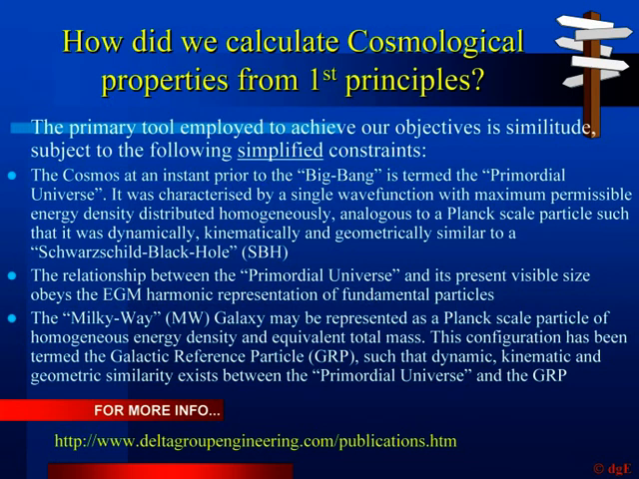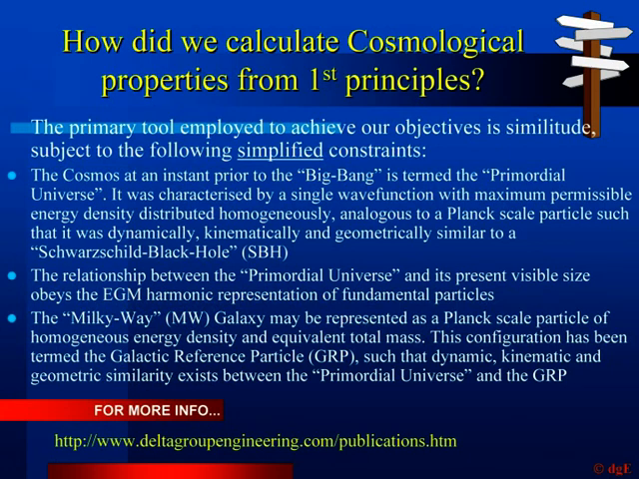Thus, if our harmonic representation of fundamental matter is correct, we only need to know the mass and size of the Milky Way to determine the same properties on a cosmological scale. The primary tool employed to achieve our objectives is similitude, subject to the following simplified constraints. 1. The cosmos at an instant prior to the Big Bang is termed the primordial universe. It was characterized by a single wave function with maximum permissible energy density distributed homogeneously, analogous to a Planck scale particle such that it was dynamically, kinematically, and geometrically similar to a Schwarzschild black hole.